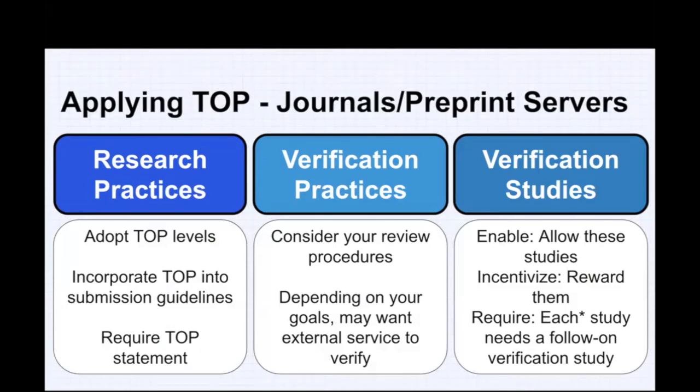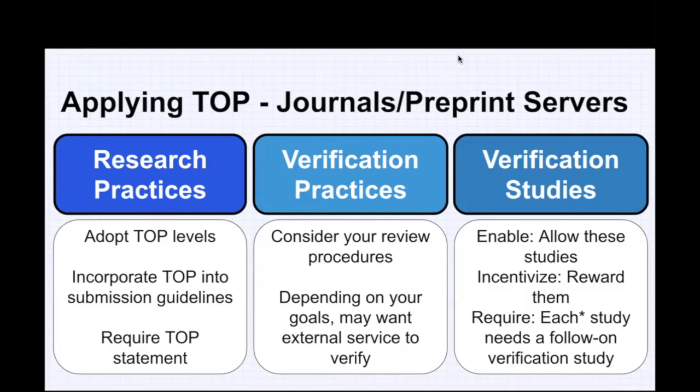Okay, so from the point of view of journals and preprint servers, there's a number of things that journals and preprint servers can consider when it comes to the three different classes of TOP artifacts. For research practices, we encourage journals to adopt various TOP levels, to consider the framework and decide which level they want to adopt for each of the practice standards. We encourage journals to incorporate TOP into their submission guidelines. And we also encourage them to require a TOP statement. A TOP statement is a succinct way for researchers to disclose the availability of their data, code, materials, registrations, protocols, and so on.